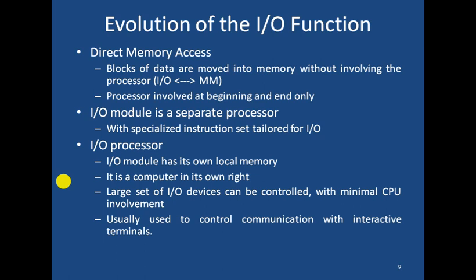So there is a dedicated I/O processor on the device. An I/O processor has its own instructions and its own memory, and it works like a computer, but it cannot be used in normal personal computers. It can be used for devices where interactive terminals are used, for example in video conferencing. If there is more interaction, there are more terminals which interact with the operating system. In such cases, we need the I/O processor. So these are the different stages in the evolution of the I/O function.